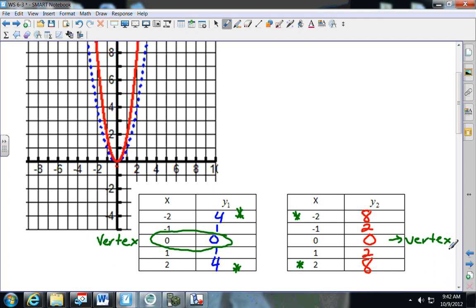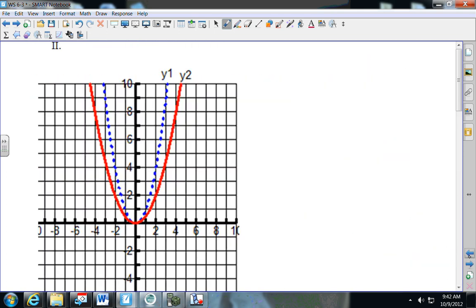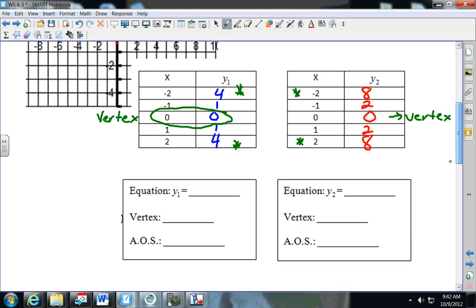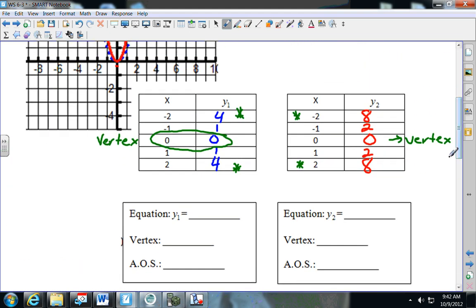So let's see what's happening when we have our equation. My first equation, which was the blue line, is going to be y equals x squared. And you guys are going to have to know that in the quadratic parent function this is what the table looks like, because all we're doing is squaring this number to get the y. The vertex we already said was 0, 0.